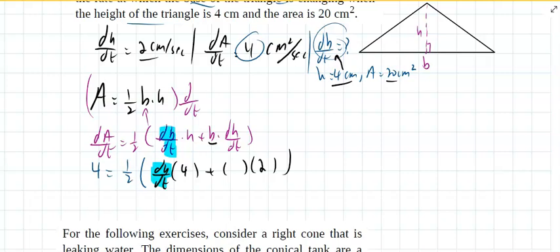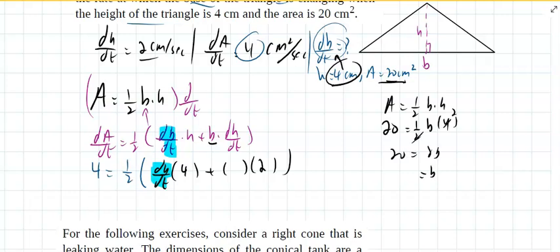Well, let's think about it. A equals 1/2 base times height. If the area is 20 and the height is 4, then can't I say 20 equals 2b? Doesn't that mean b equals 10?